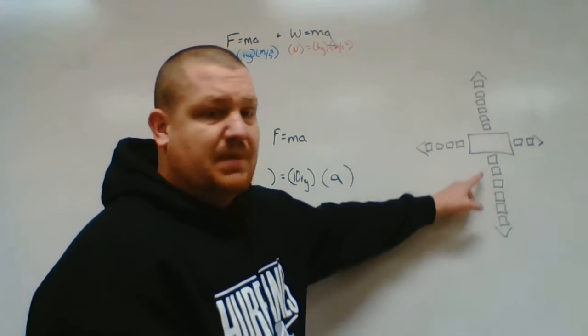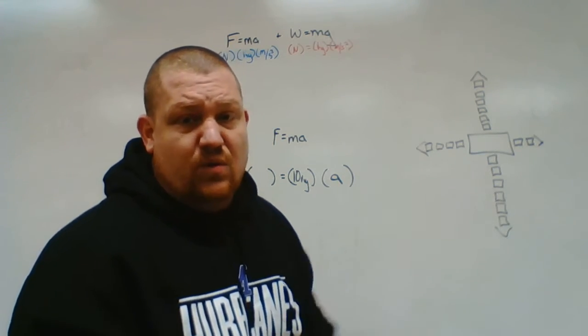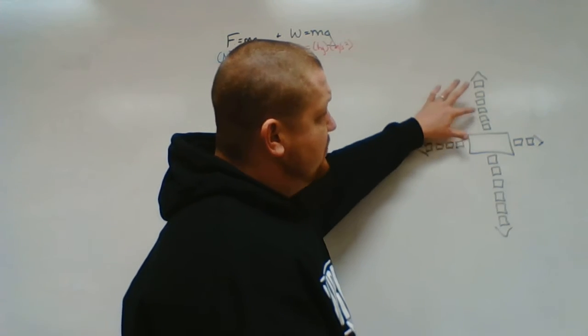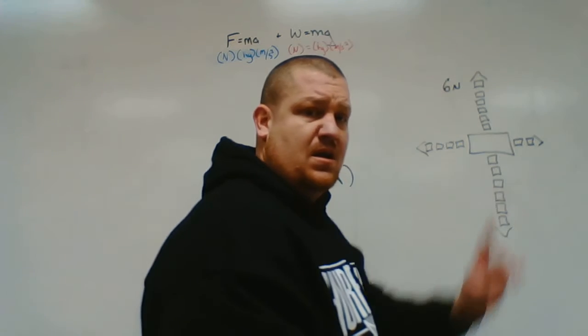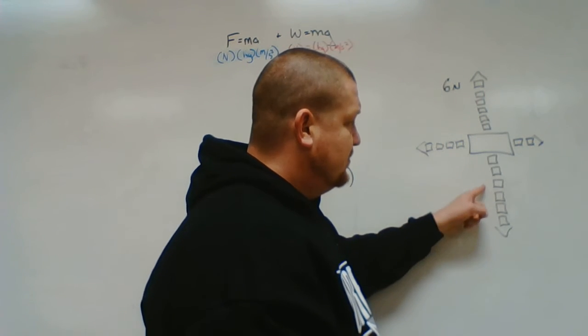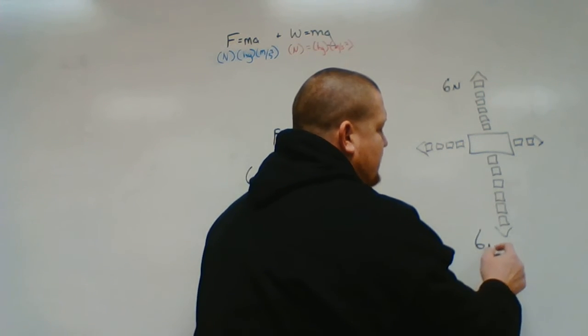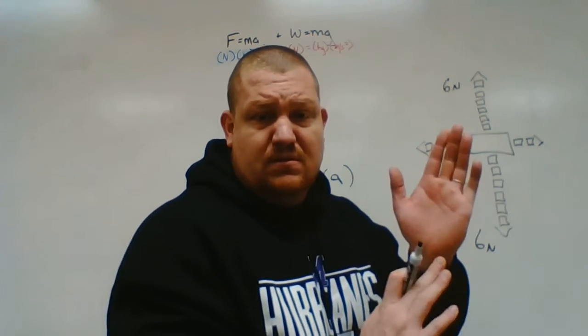We'll say each one of these boxes represents 1 Newton of force. So 1, 2, 3, 4, 5, 6. We have a 6 Newton force upwards, and we have a 1, 2, 3, 4, 5, 6 Newton force downwards. So we're going to compare these first.